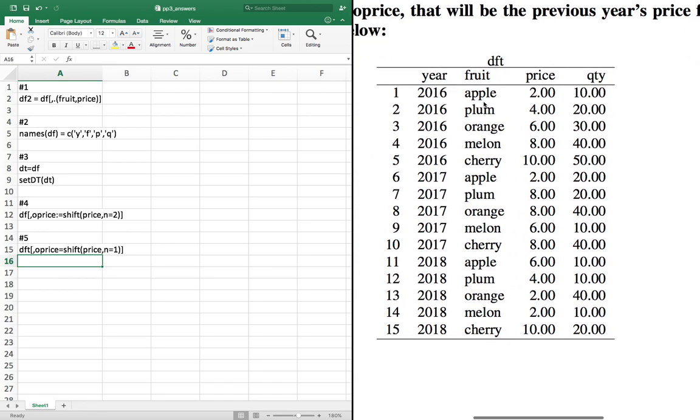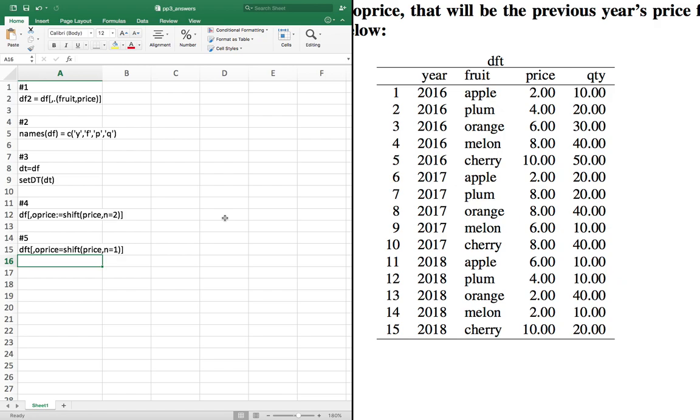What that means is, for Apple, what was its previous year's price? Well, there's no 2015, so that'll be an NA. For all the 2016s, that'll be an NA. If we jump to 2017, for Apple right here, what's the previous year's price? Boom. For Apple, it was 2. It's the same here, but if we look here at 2018, what is the previous year's price? Boom. It's 2. So how do we do that?